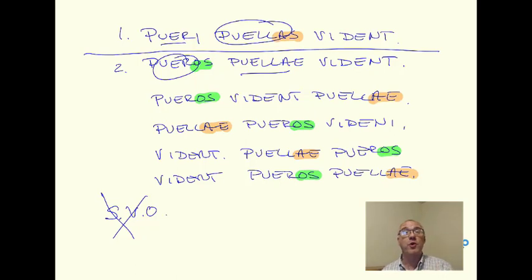Now from chapter 1, you already know the verb. The verb is vident. Somebody's doing some seeing. And now that you know the direct object, pueros, oh, somebody's seeing the boys. Who's seeing the boys? The girls see the boys. And that is confirmed by the ending of puellae. At this moment, I am only explaining to you the concept.